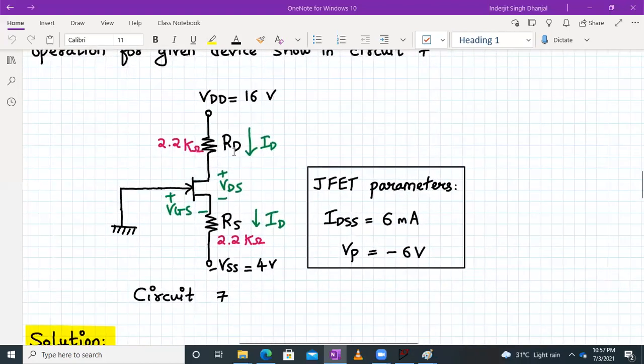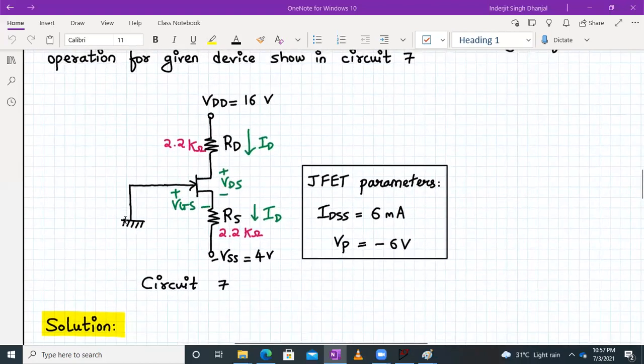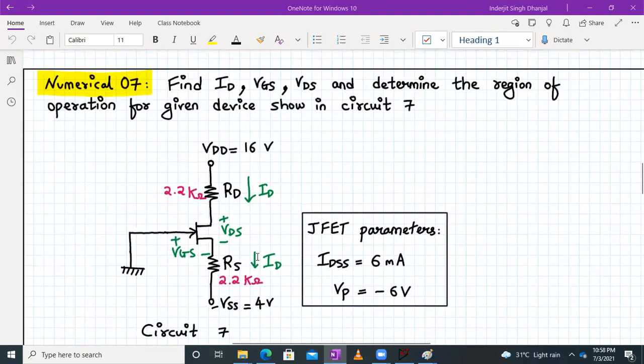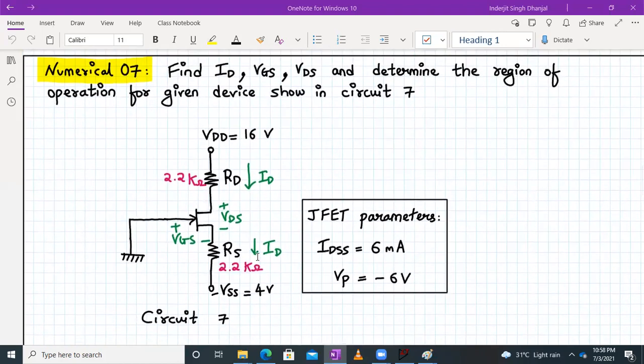So over here, it's slightly different. The gate terminal is grounded. Supply voltage VDD is given as 16 volt. RD value is given. RS value is given. And instead of RS connected to the ground, they have given minus 4 volt, minus VSS. And JFET parameters are given. We are supposed to find the value of ID, VGS and VDS, and also determine the region of operation.